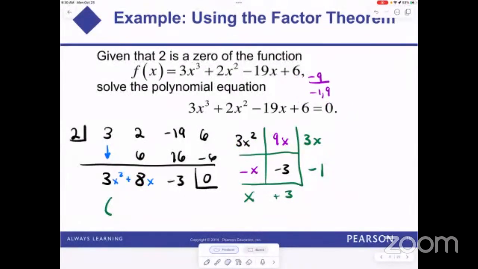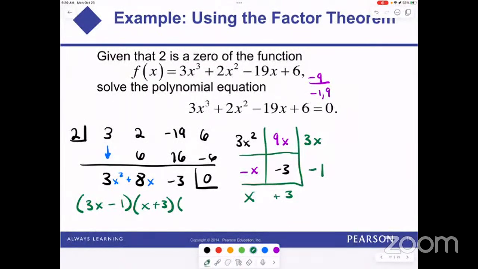So I can give myself some space here. Our claim is that it factors into 3x minus 1 times x plus 3. And then we don't forget that we already confirmed that 2 is a 0, so we still have this x minus 2 equals 0. I think this is the fully factored form of the original. We have our 2, and then we factored our depressed equation into these guys.